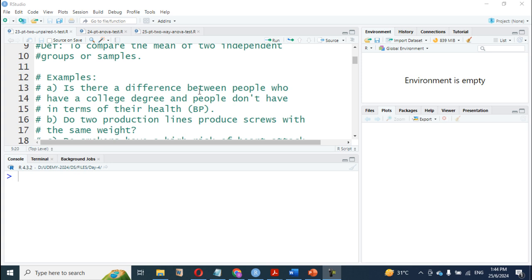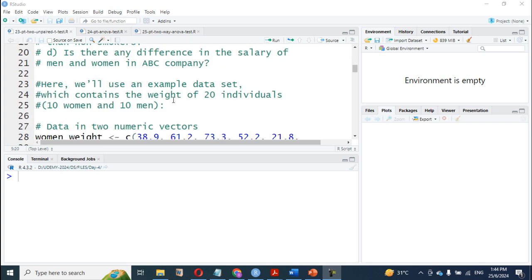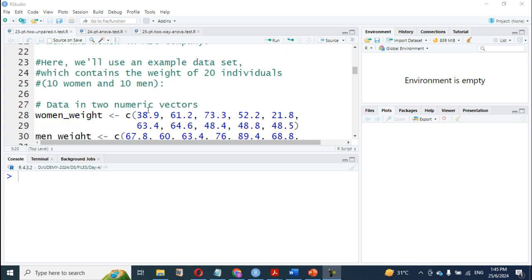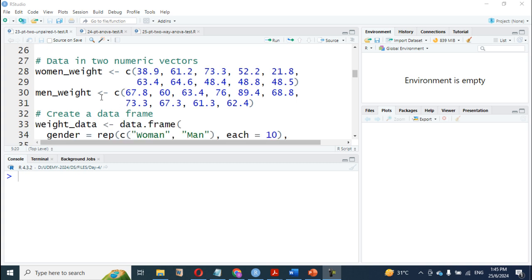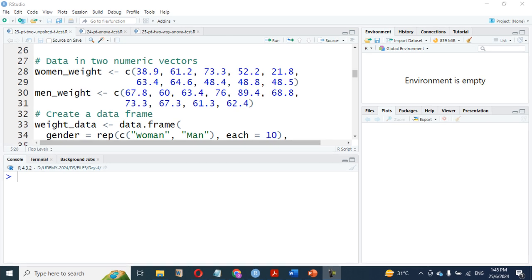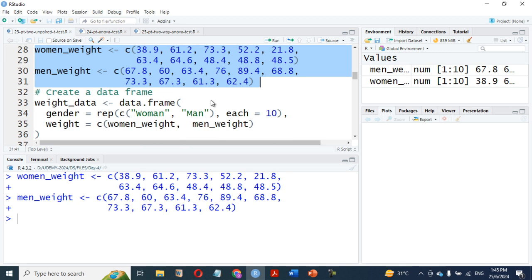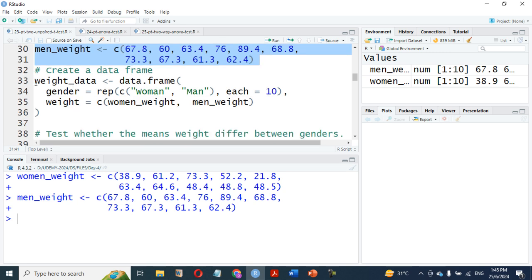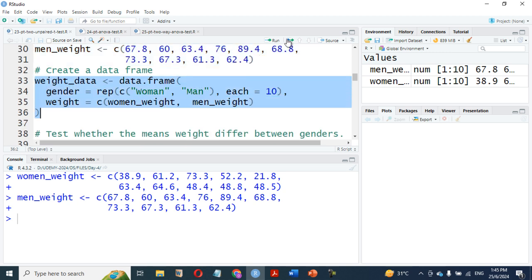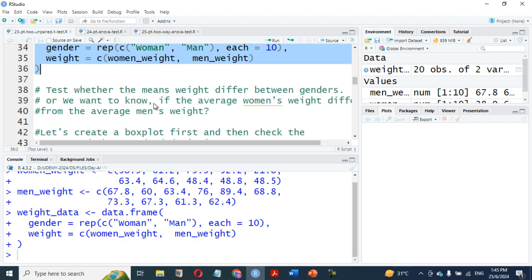All right. So here we will use a sample data set which contains the weight of 20 individuals, 10 women and 10 men. So we're going to create that, just to demonstrate. We can create using women and men, and let's create weight. So let's now combine together as usual. So we have 10 men and 10 women.